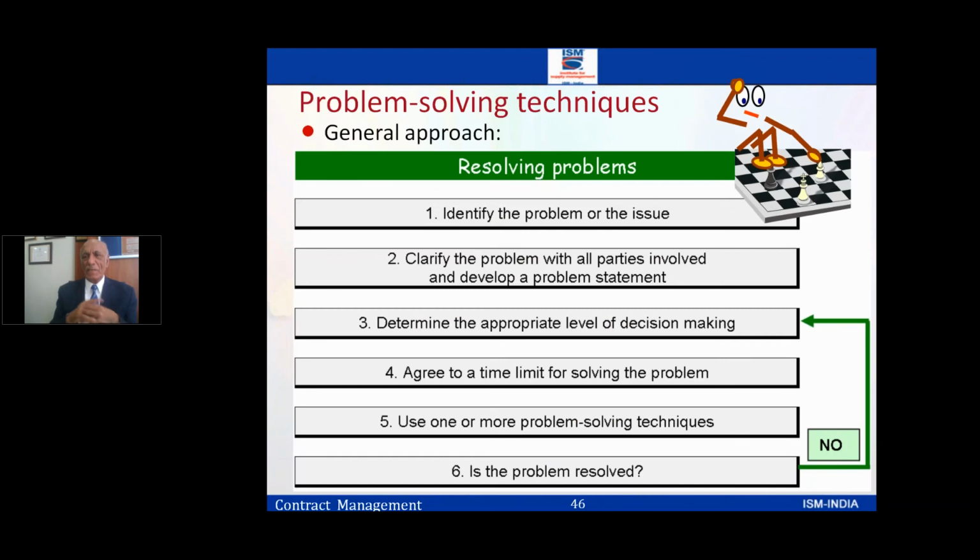Now the techniques which are there, obviously, first thing is identify the issues, the problems, clarify the problem with all the parties involved, develop a problem statement, determine the appropriate level of decision making, agree to a time limit, use one or more problem solving technique. Is this problem resolved? That's the way we do. If not, then you go back again to the step 3, that's it goes on.